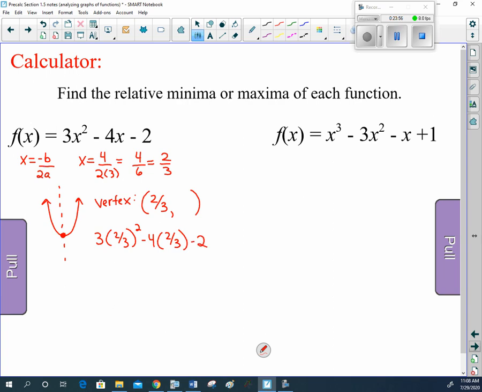So I would just go ahead and type that in and see what you get. So that's a negative 3 1/3. So there's our vertex. So that would be the min right there. That would be our minimum value.